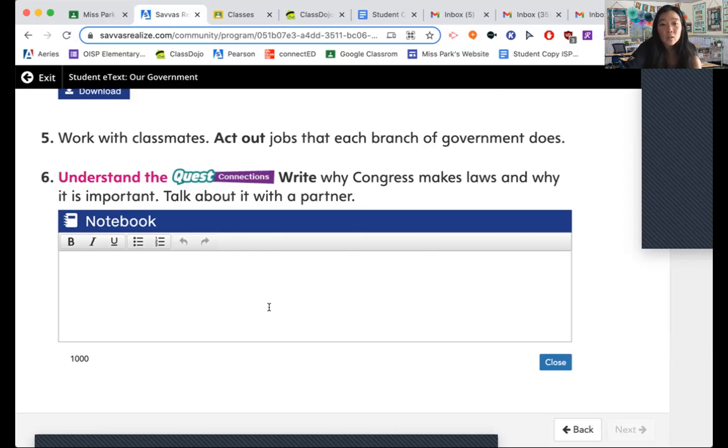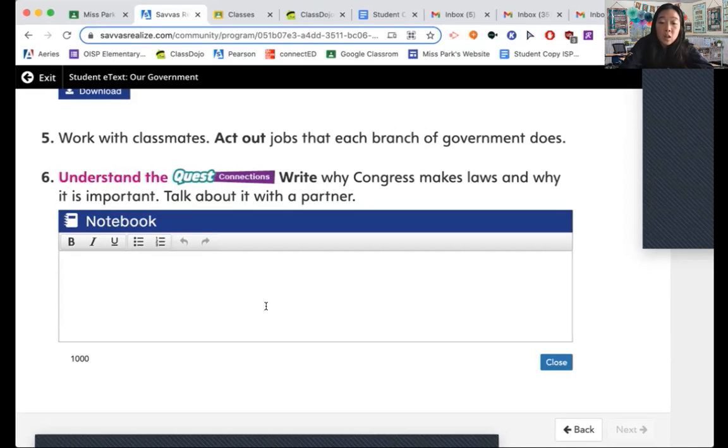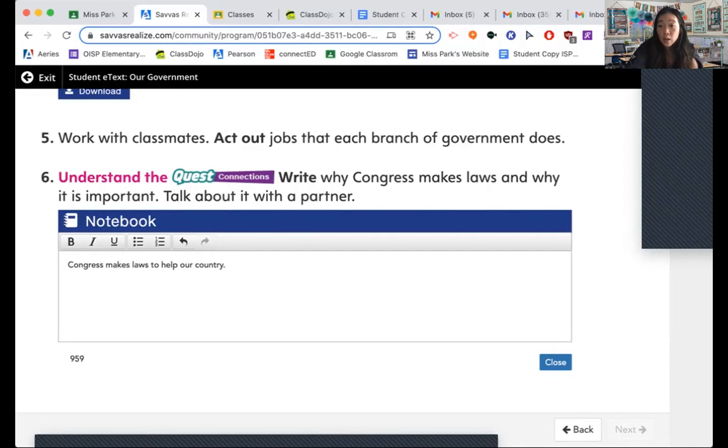So why does Congress make laws? Congress makes laws to help our country. They want to write laws to help our country. For example, in that video that we watched, the bill was that school buses should stop at railroads. Now, that is a good law. It helps our country because it helps keep our kids safe. So that's why it's important. Congress makes laws to help our country.